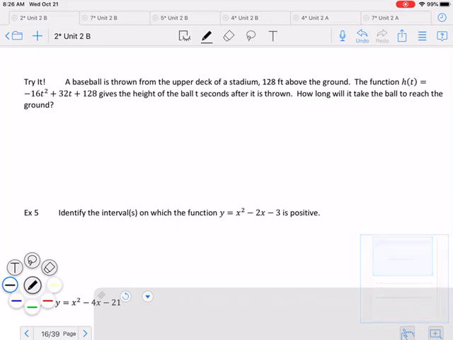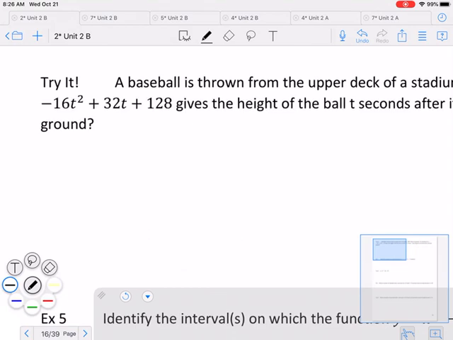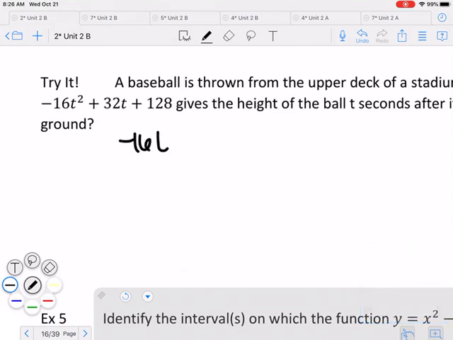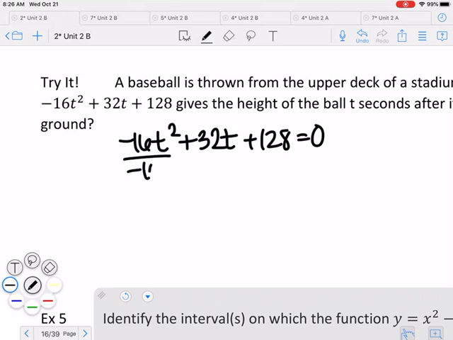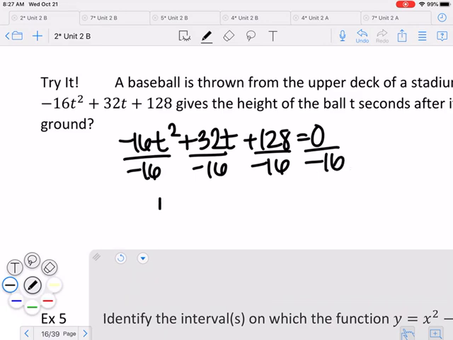It looks like it's the same question. How long will it take the ball to reach the ground? Here we have negative 16t squared plus 32t plus 128 equals 0. Divide everything by negative 16. We're lucky they give us ones that are divisible. Later on in the chapter we're going to learn different ways to solve these when you can't. Like if all of those terms didn't divide by 16, what would we do then? We'll learn that later in the chapter.